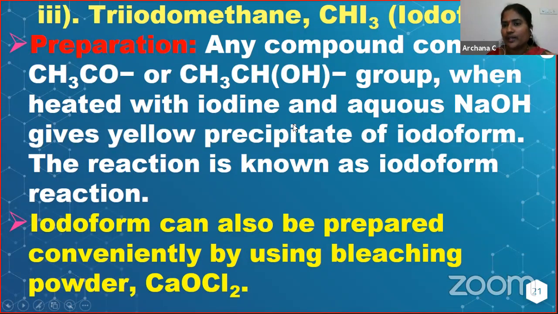So how is it prepared? Any compound which contains a CH3CO group or CH3CHOH group, when heated with iodine, gives a yellow precipitate. When these compounds react with iodine and give a yellow precipitate, we call it iodoform. This reaction is known as the iodoform reaction. Iodoform can also be prepared by using bleaching powder, CaOCl2.